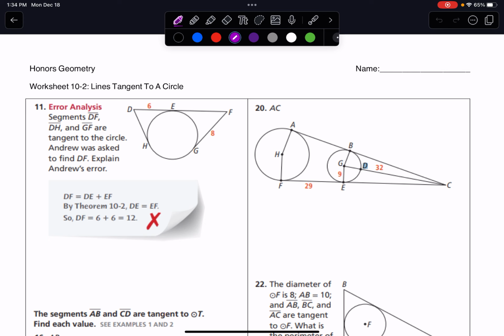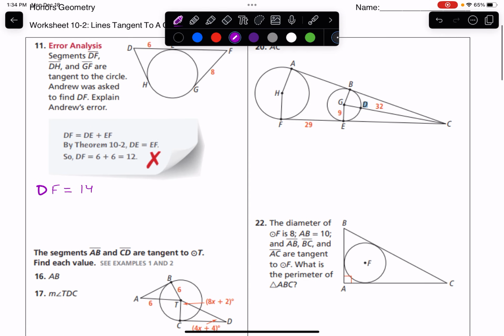Explain Andrew's error. So Andrew said that DF was equal to DE plus EF, which is true. But then he said DF was equal to 6 plus 6 because he thought that EF was 6. But according to the two-tangent theorem, EF is 8. So DF equals 14, because EF is equal to FG.